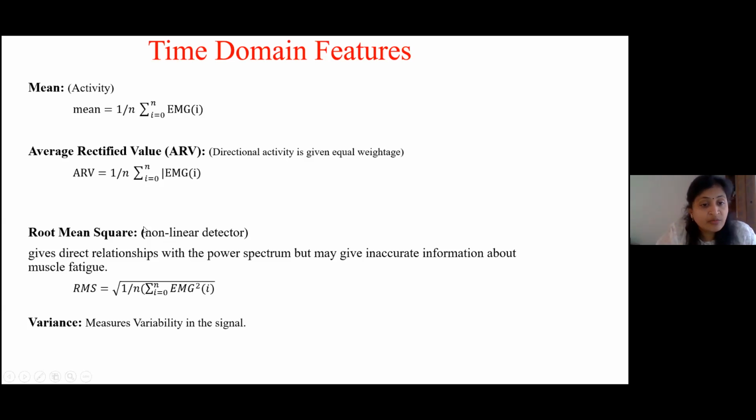If you want to analyze the power of your signal, you can go for the root mean square value. Most of the researchers use the root mean square value. But whenever you want to analyze the muscle fatigue conditions, then this gives inaccurate information. Variance is also one important factor which measures the variability in the signal. According to my point, this variance is also one important feature. I got a lot of information from this variance feature also.